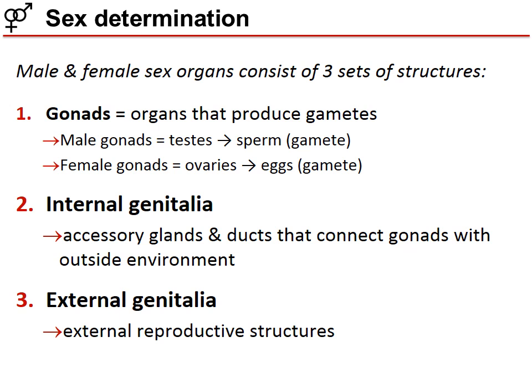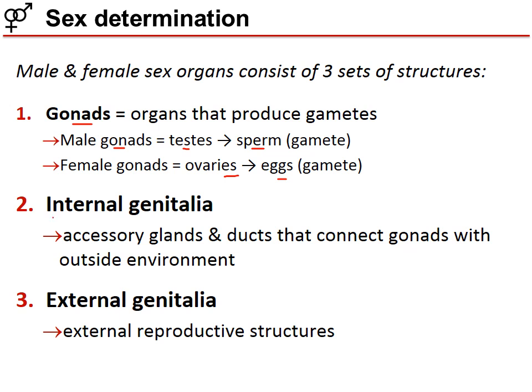Both male and female sex organs, although distinct, consist of three sets of structures, of which the first is the gonads. The gonads are the organs that actually produce the gametes. The male gonads are the testes, and the male gamete is the sperm or spermatozoa. The female gonads are the ovaries, and the ovaries produce the female gamete, which is the eggs. It's these gametes which then unite to form a new individual.